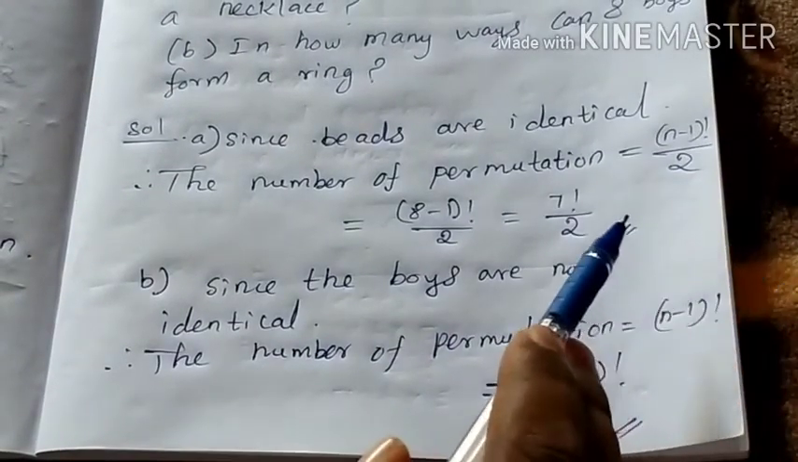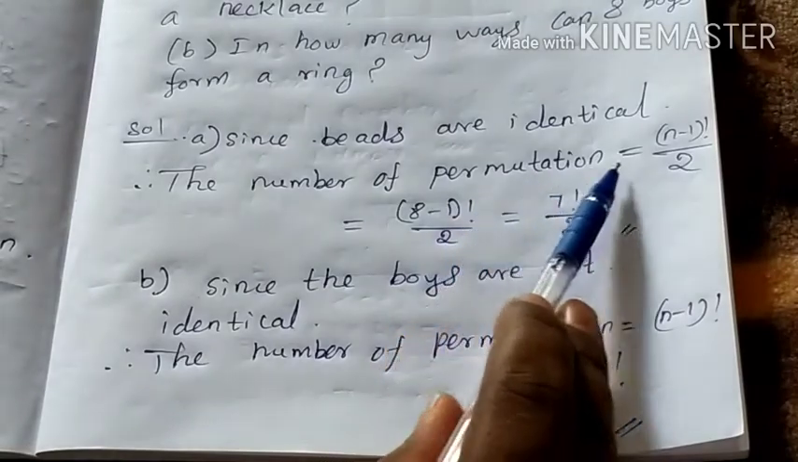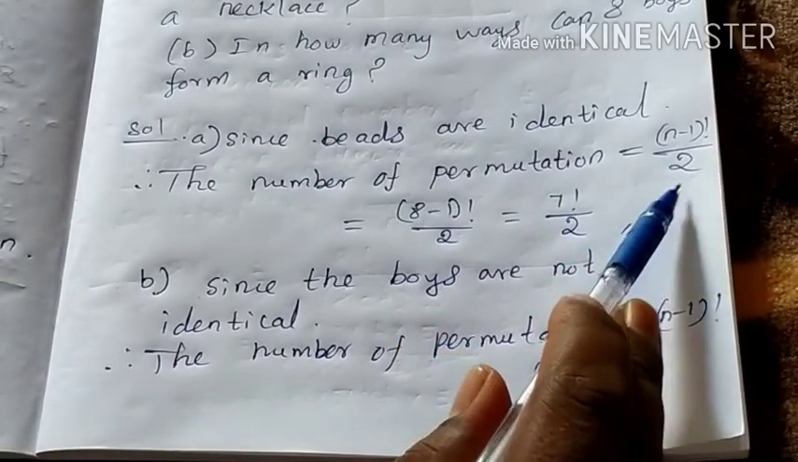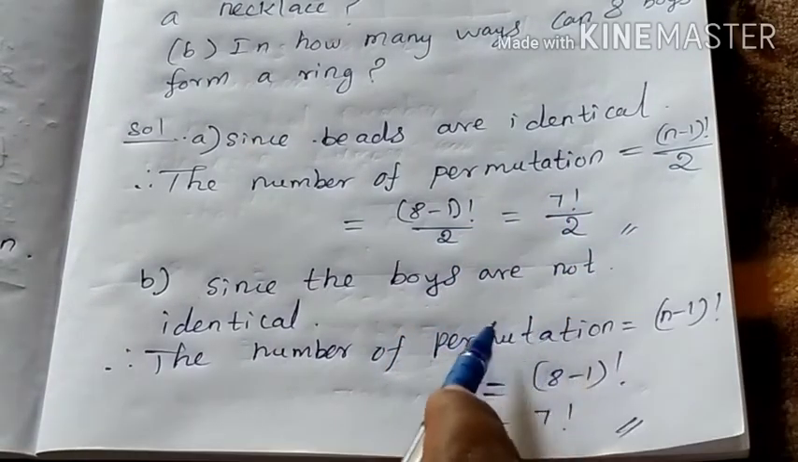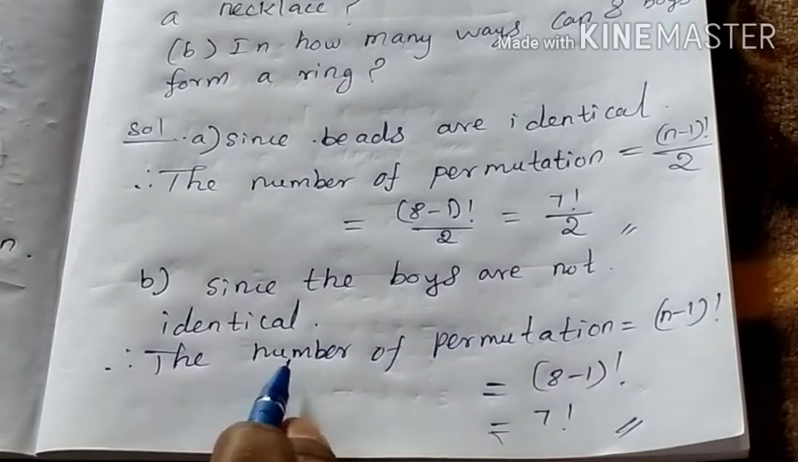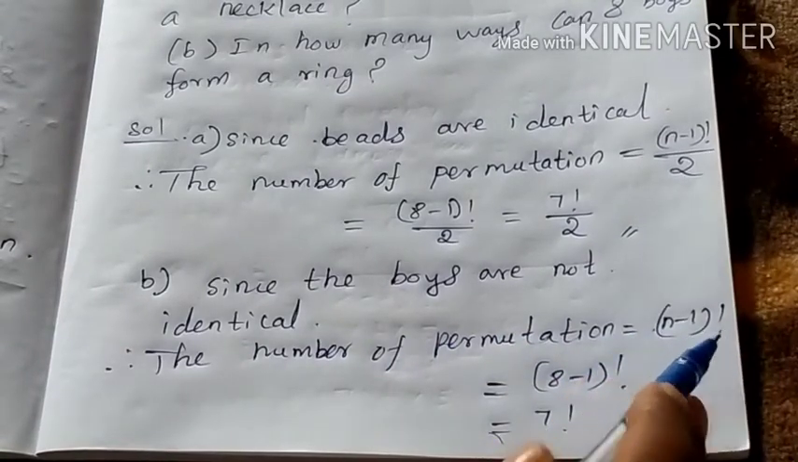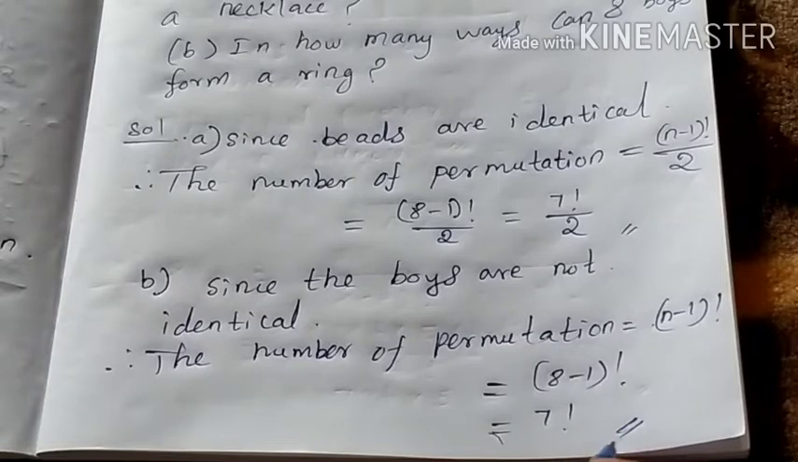The formula for identical objects, the number of permutations, is n minus 1 factorial divided by 2. Okay, when the objects are not identical, the number of permutations is equal to n minus 1 factorial. Okay, that's all. Have you understood?